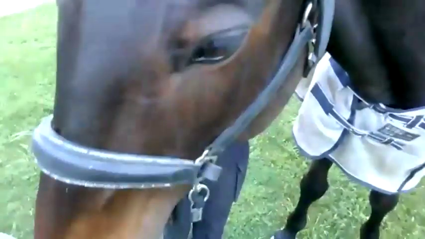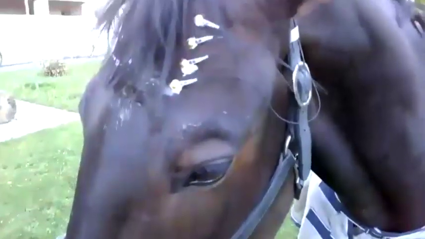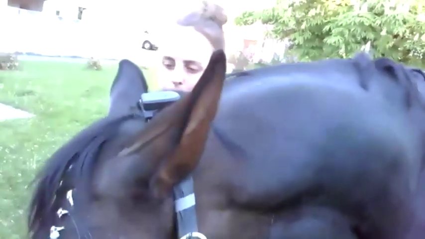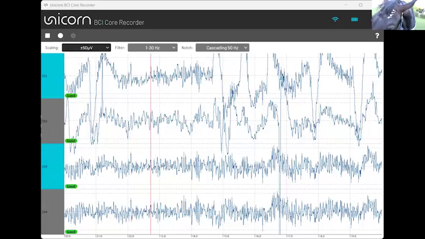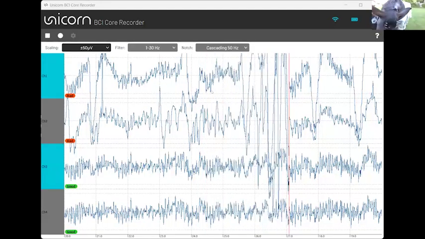Okay, I have the 4-channel connected here. So first of all, I'm using the 4-channel amplifier. I will share just the screen. You can see here now the data from a 4-channel BCI core, because I attached the 4-channel BCI core.